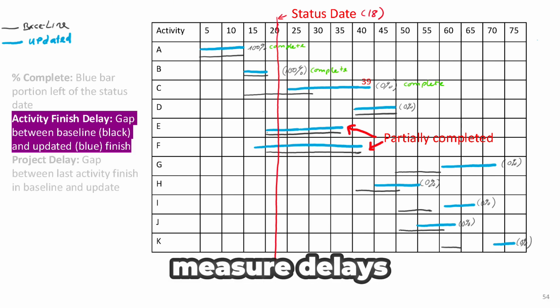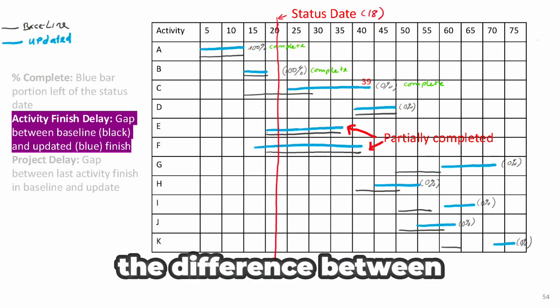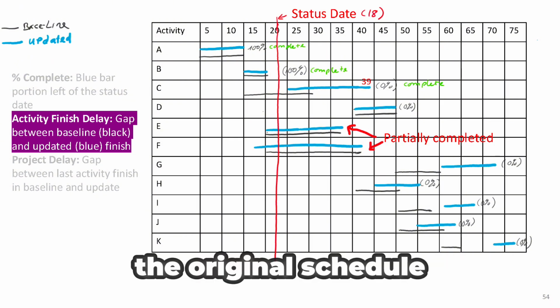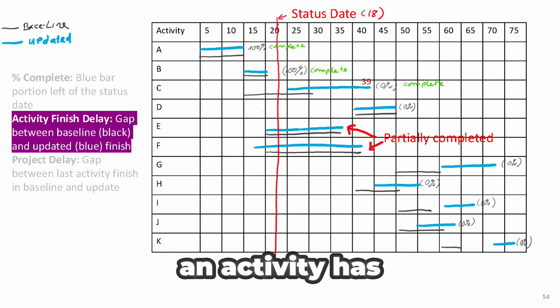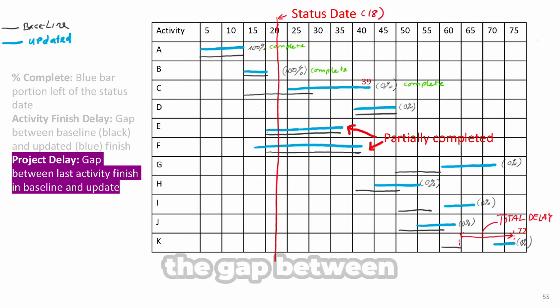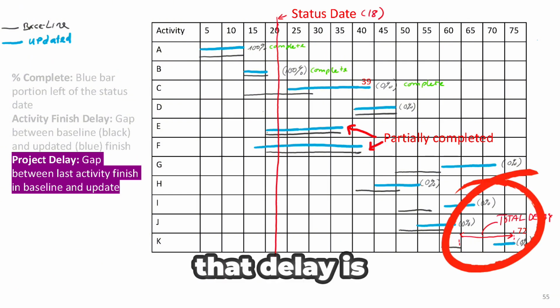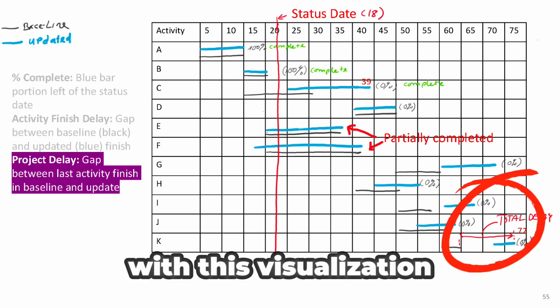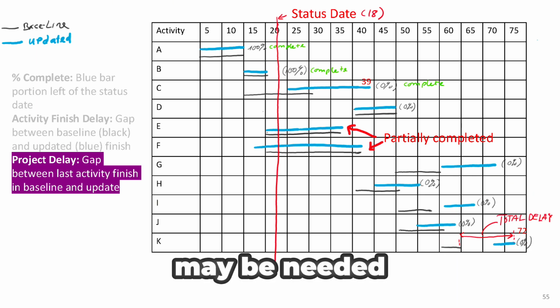We can also measure delays by looking at the gaps between the original and updated bars. The difference between the end of the black bar, the original schedule, and the end of the blue bar, the updated schedule, shows how much an activity has been delayed. Finally, to determine project-wide delays, we look at the gap between the last black bar and the last blue bar. In this case, that delay is 12 days. With this visualization, we can clearly see how our schedule has changed and what adjustments may be needed moving forward.